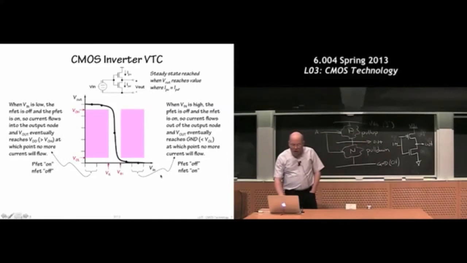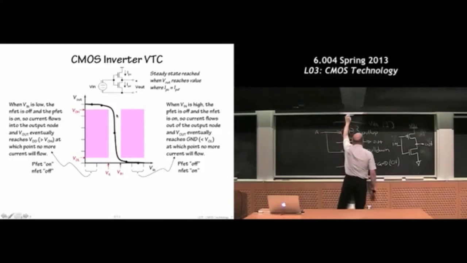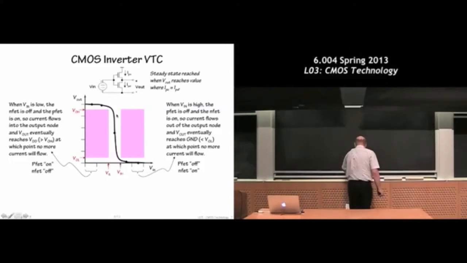So not only do I have a very high gain, I have VOHs which are very close to, in fact, almost exactly the power supply, and VOLs, the output low, which are very close to almost identically ground. So I end up with great noise margins. Great noise margins. So here's, apropos of probably Thursday.